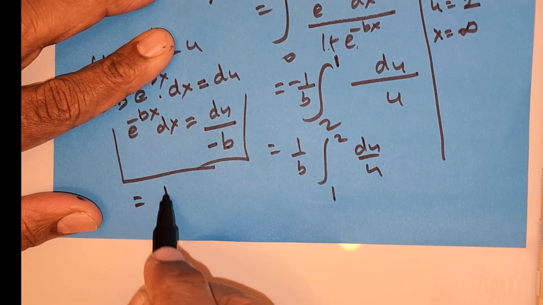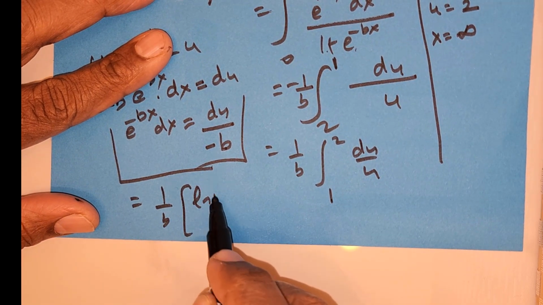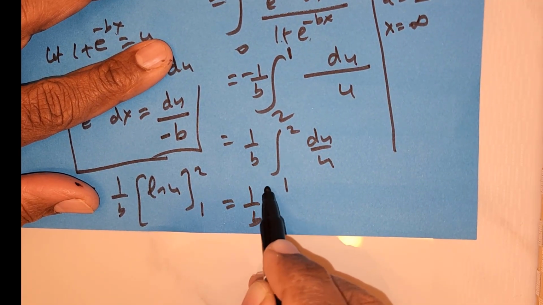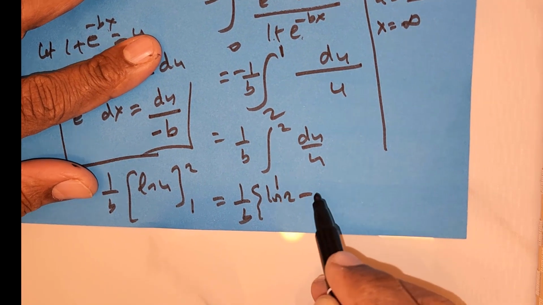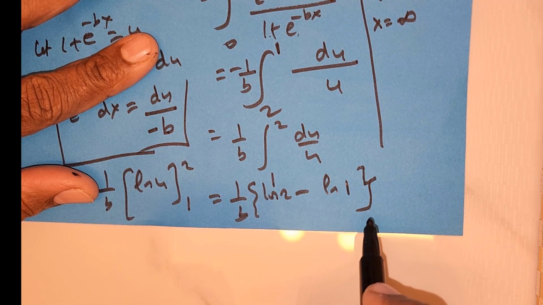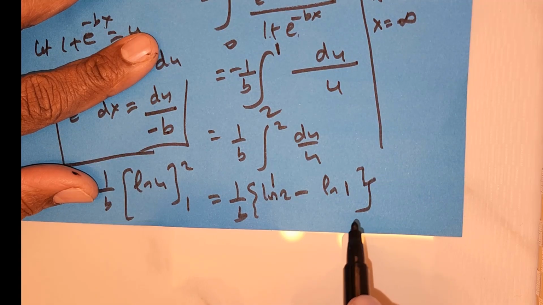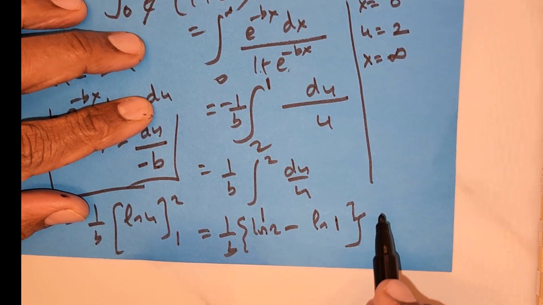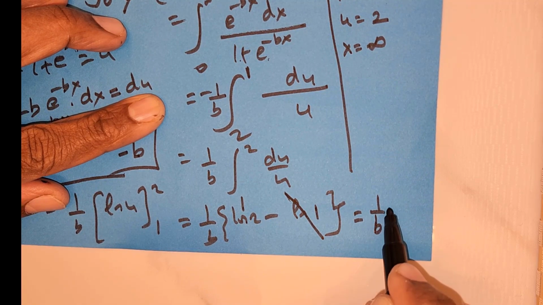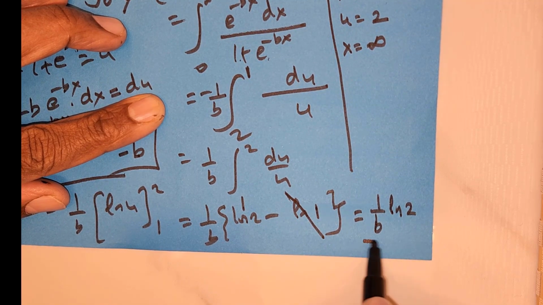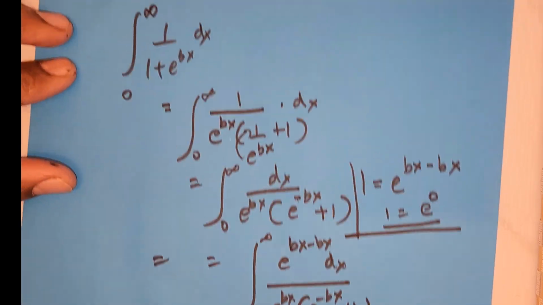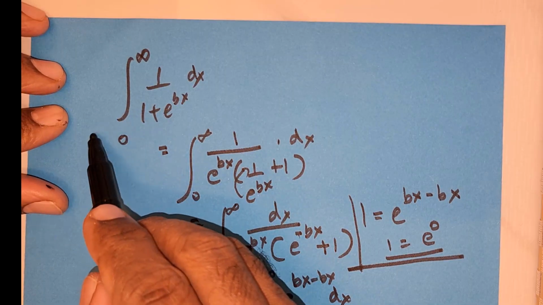I integrate this, I get 1 over b ln u, limits of 1 to 2. I substitute the upper limit, I get ln 2. I substitute the lower limit, I get ln 1. But ln 1 goes off, right? So this is going to be 1 over b times ln of 2. So this is the solution to this beautiful integral.